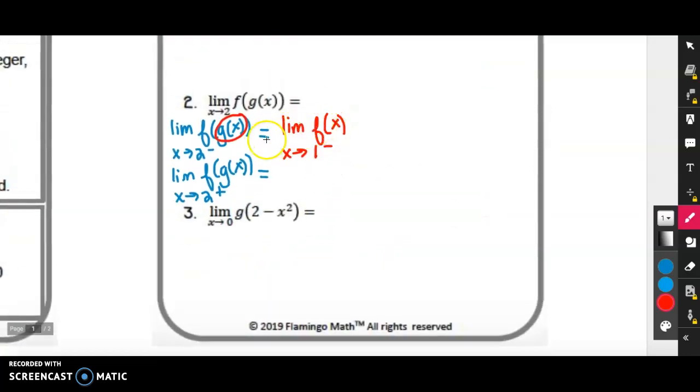So I'm essentially replacing my inside function with a new variable, and what the answer to, as my x values inside of g approach 2 from the left-hand side, what was the answer to that particular limit is now what my x value is approaching. It's a nice substitution method. And then I can do the same thing from the right-hand side.